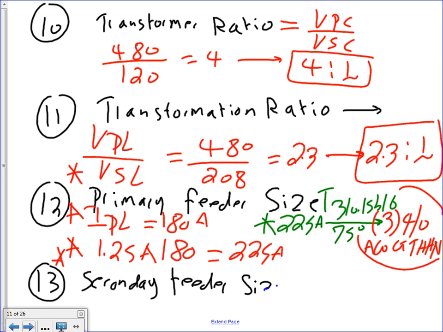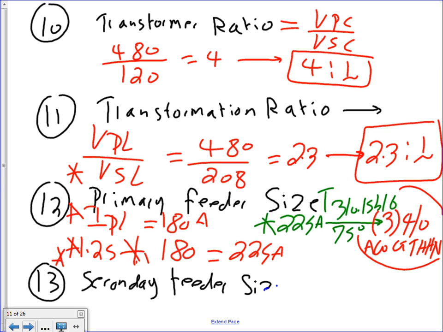On a test, I would like you guys, when you write it, to do the following. Number 1, the size. Number 2, the number. Number 3, the insulation. THHN. Unless I tell you it's going underground, you assume it's THHN. If it's underground, THWN. What is the 1.25? 1.25 times 180. Why 1.25? Continuous load.